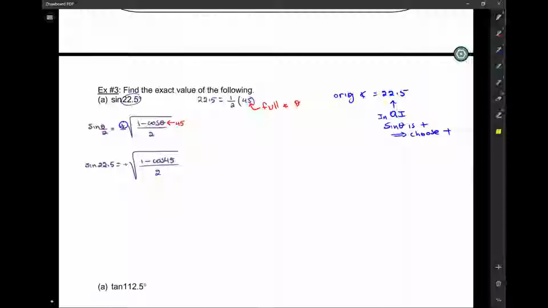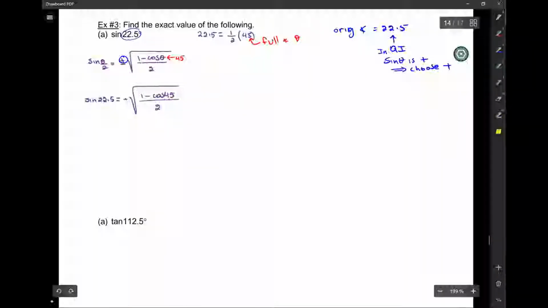Okay? Now, I know what cosine of 45 is. It's root 2 over 2. So this is the square root of 1 minus root 2 over 2, all over 2. Wait, how is cosine root 2 over 2? It's 1 over root 2 or root 2 over 2. What's cosine of 45? That's 1 over root 2. And then this is the rationalized version.